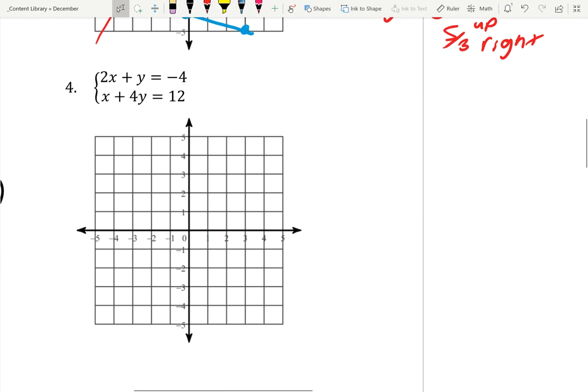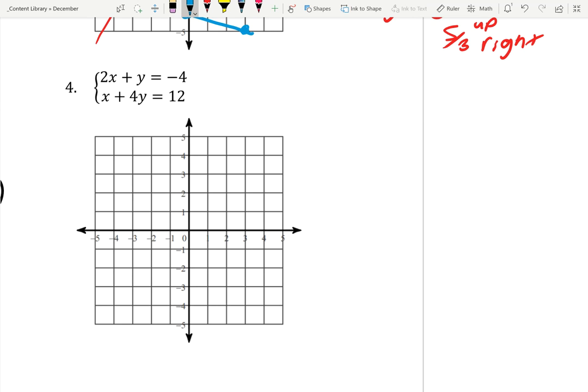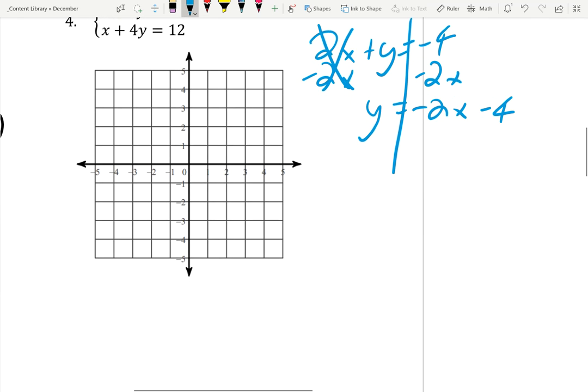And now number 4. So number 4, we have 2x plus y equals -4. So we're going to solve this for y. Subtract the 2x to move it over to the other side, giving us y equal to -2x minus 4. So that's slope-intercept form. Our y-intercept is -4.